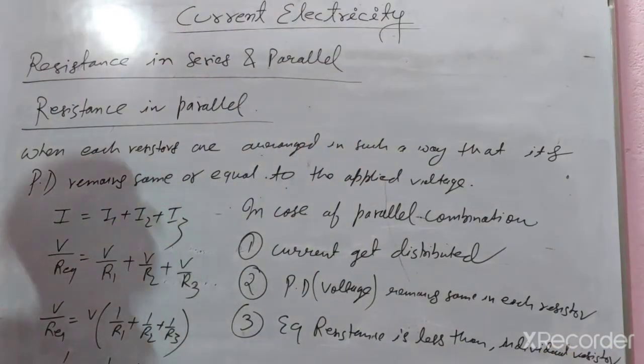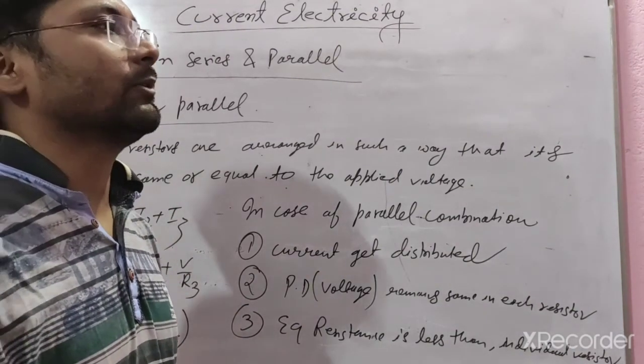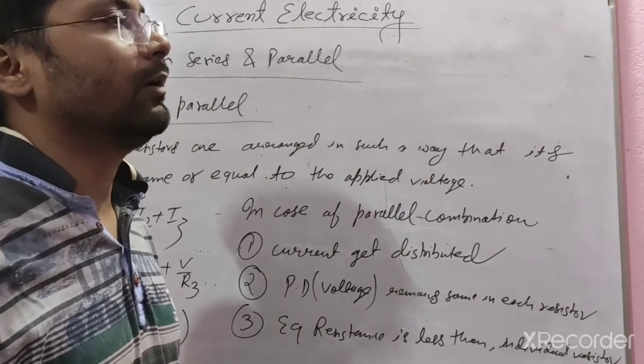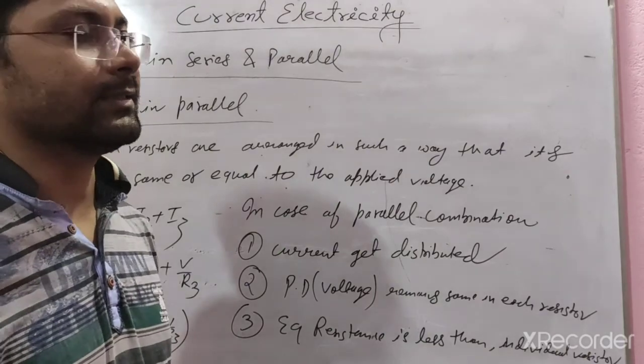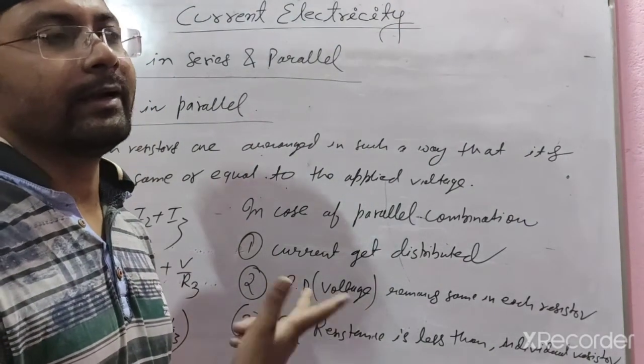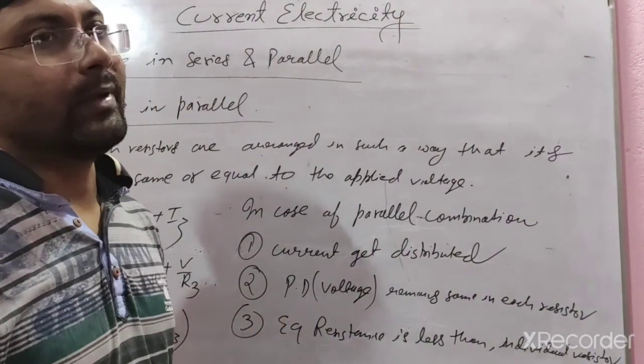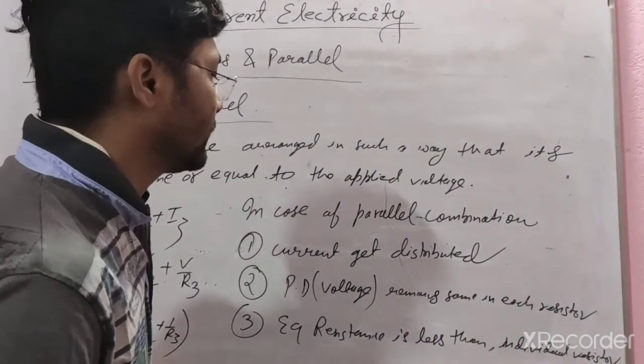Okay, so students, write down. After this we will study about grouping of cells. Grouping of cells in parallel or series, and we will also study about internal resistance. There are these two topics. After that we will do some numericals. Okay, so just write down.